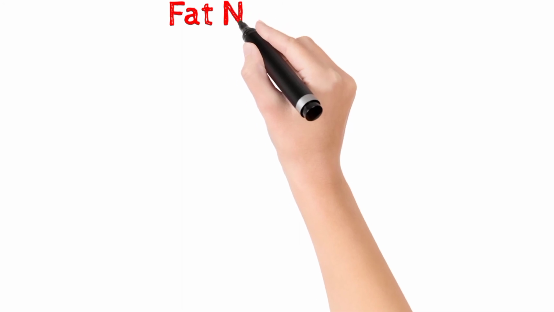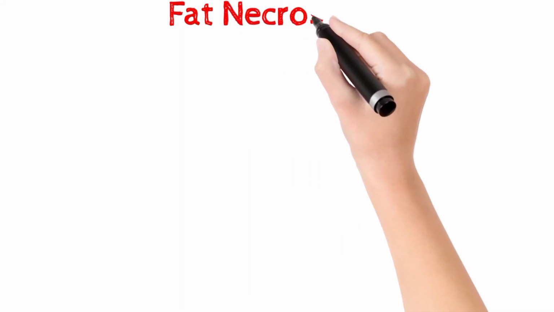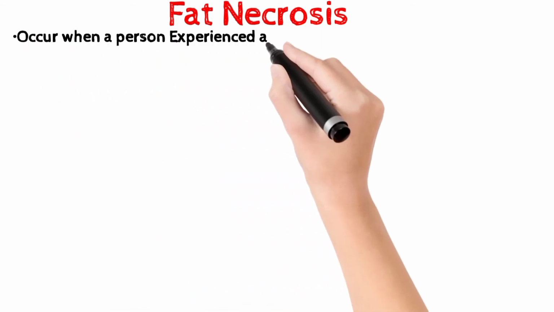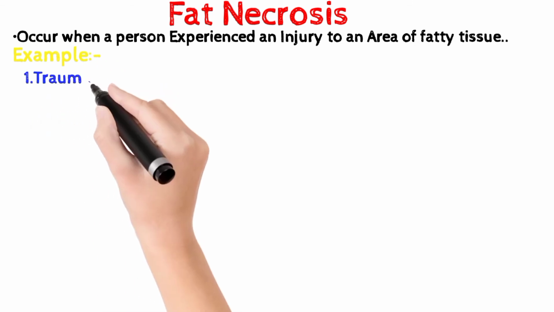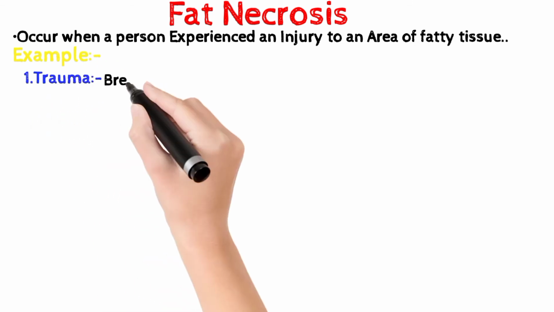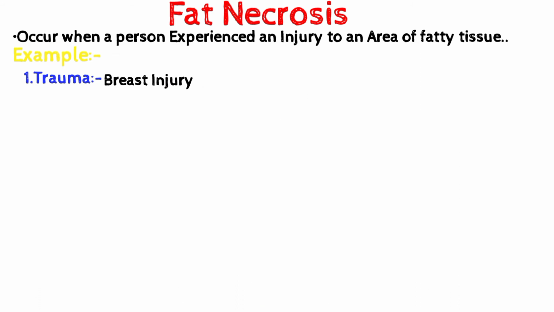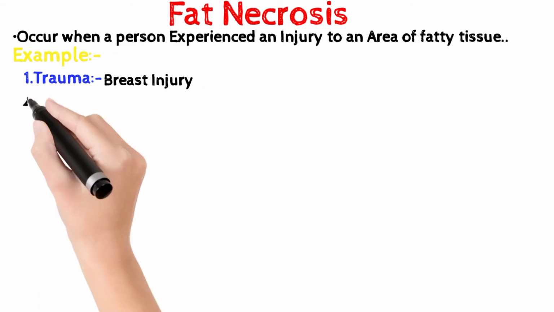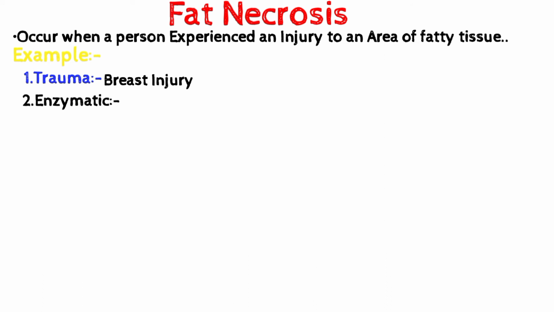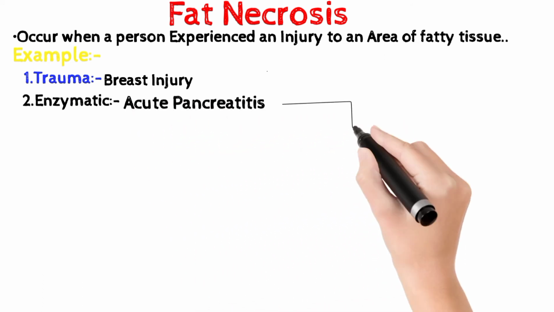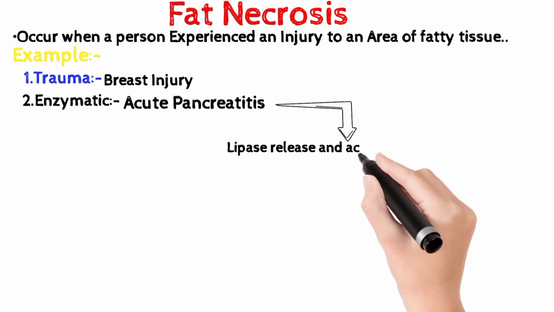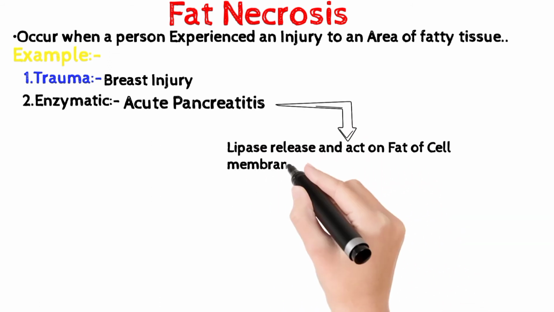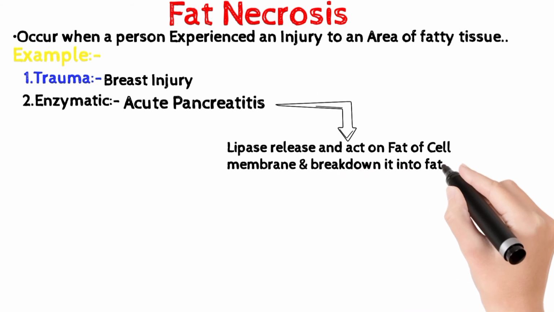Now coming to the fat necrosis. Fat necrosis commonly occurs when a person experiences an injury to an area of fatty tissue. Example is trauma in breast injury. Second is enzymatic, as in acute pancreatitis. In acute pancreatitis, lipase is released and acts on fat of cell membrane and breaks it down into free fatty acids.